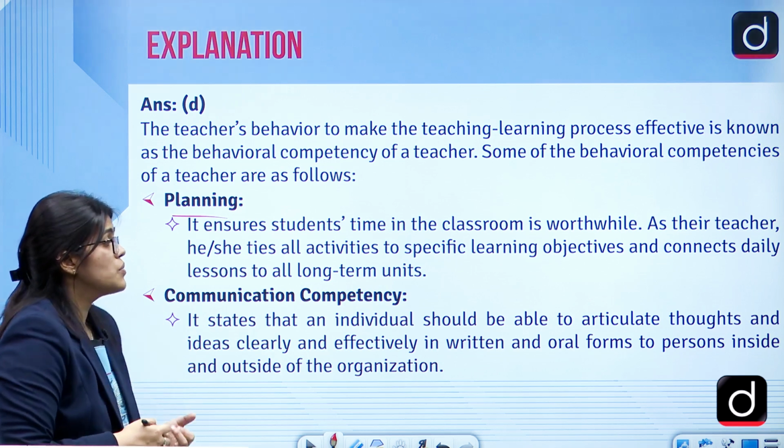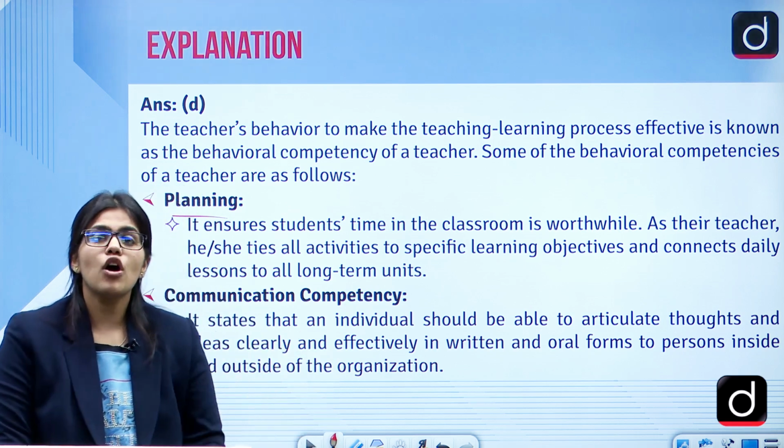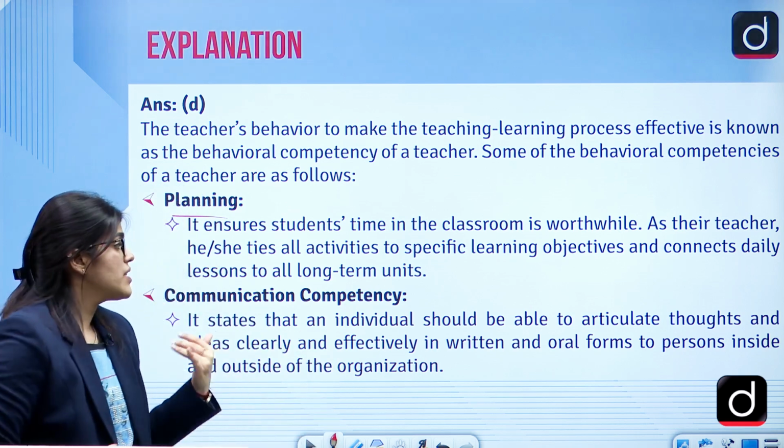It states that the individual should be extremely proficient in articulating their own thoughts. They should be good with whatever they are saying.